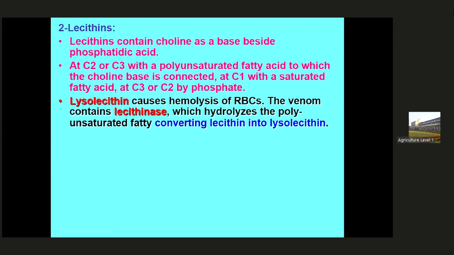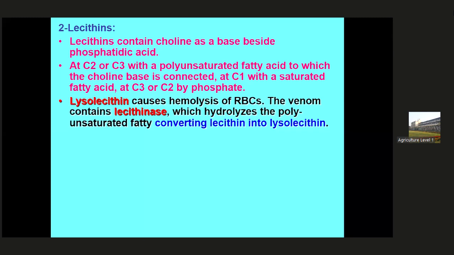Lecithin is very important because it causes lysolecithin. Lysolecithin is very important. It causes the hemolysis of RBC. You know, RBC is very important. Red blood cells carry oxygen from the lungs to different cells of your body. After the respiration process, the carbon dioxide that is produced is also carried by RBC to the lungs again. So the respiration and survival of the cell depends on the oxygen present in the cell or not.